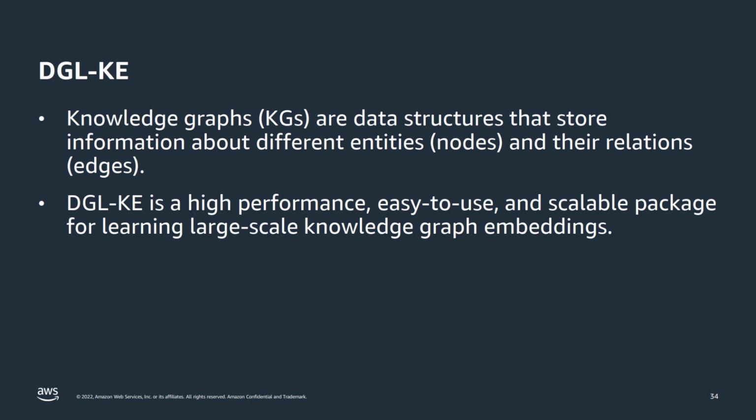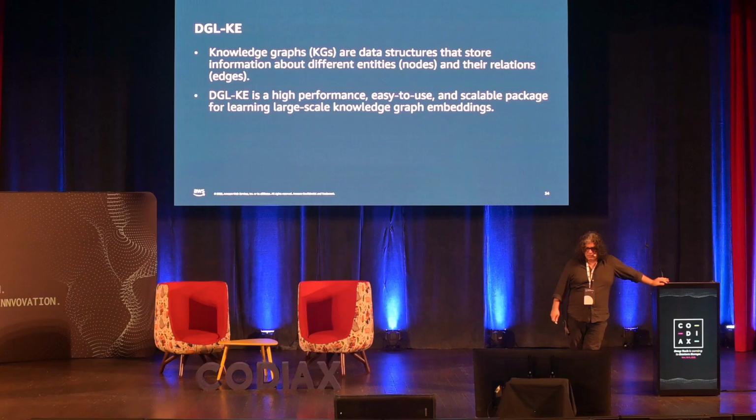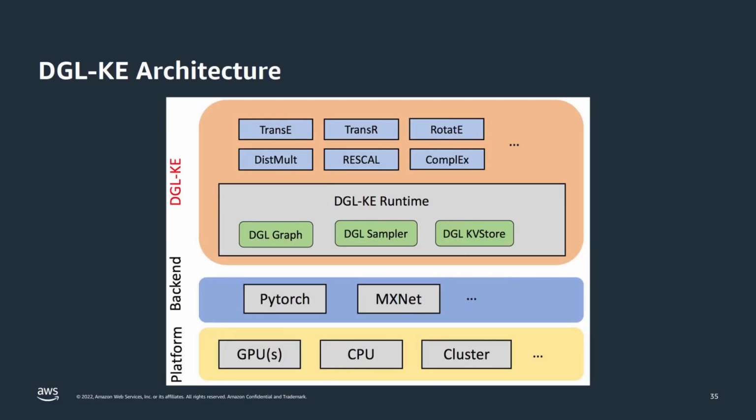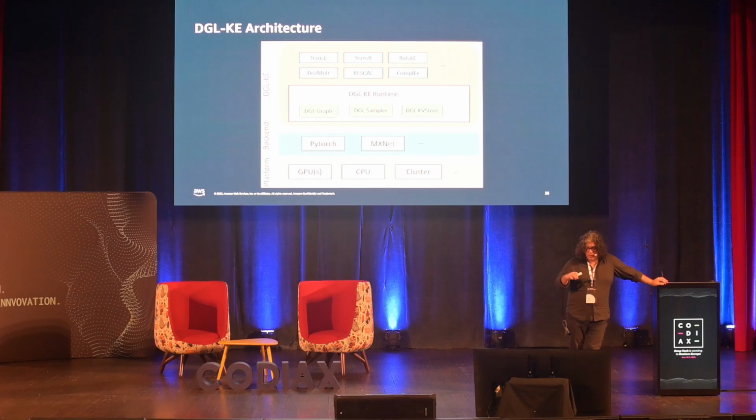There's another product called DGL-KE that we used for the drug repurposing. We have created a super fast product that does distributed computing, sitting on top of DGL, does a lot of distribution, and completes your graph knowledge embedding and creates knowledge graphs for you. The architecture of that, on the top, is different papers. There are different ways of doing knowledge graph embedding.